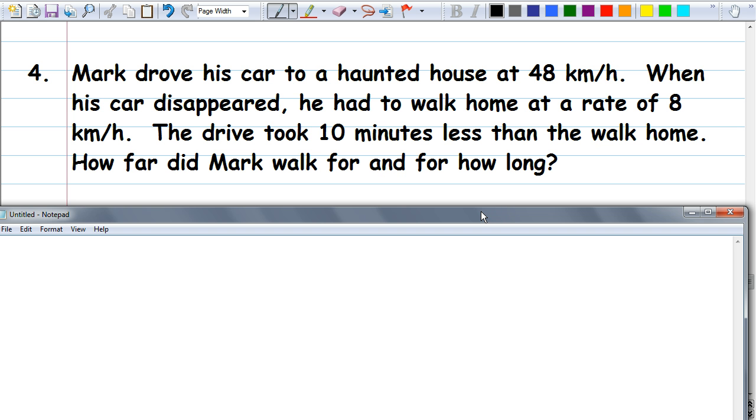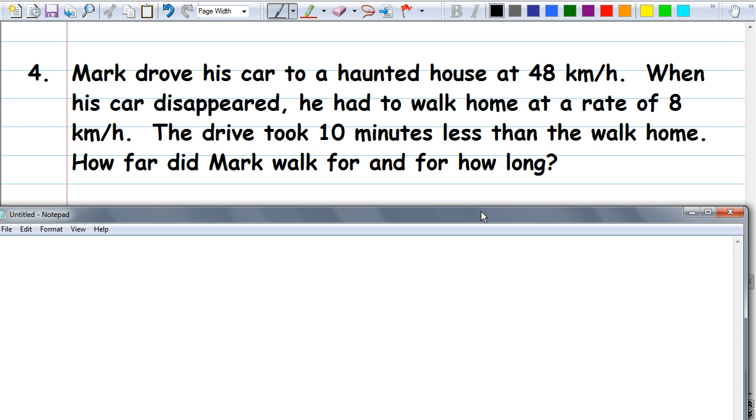So, what are the unknowns for this one here? This one's kind of interesting. At the end it says, Tajwar? The unknown is the distance that Mark walked and the time that it took him. Yeah, so that's right. They're asking for both of these. How far did Mark walk and the time it took him to walk, right?